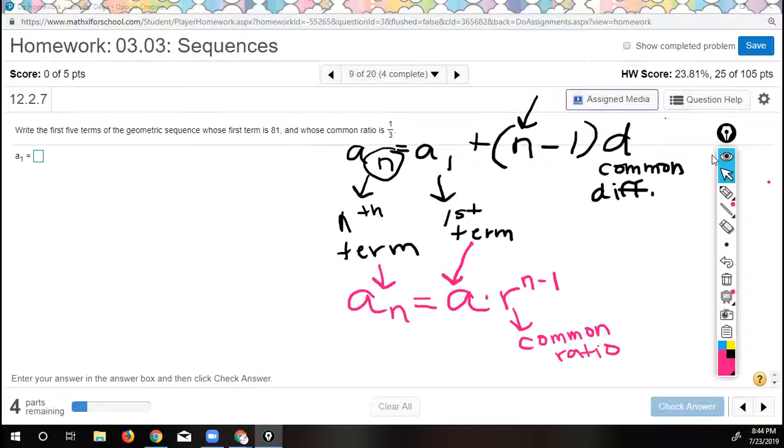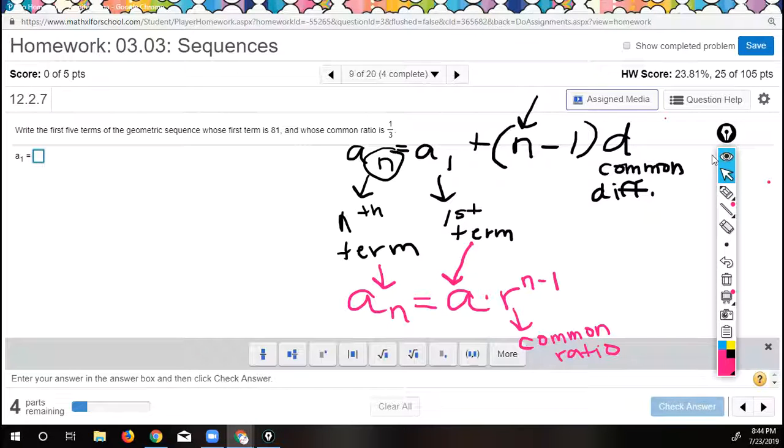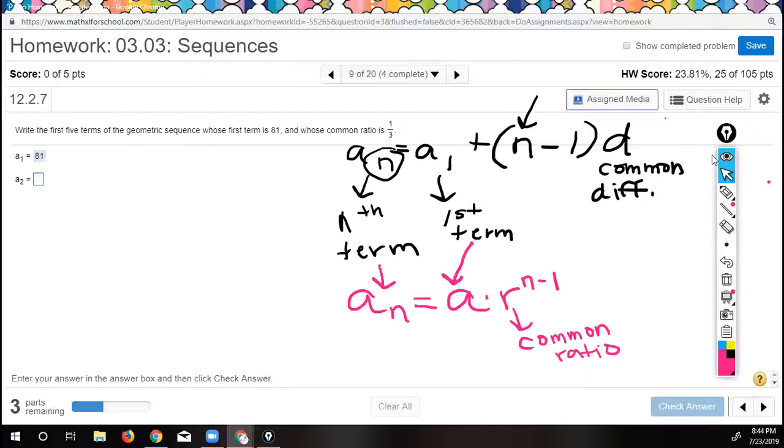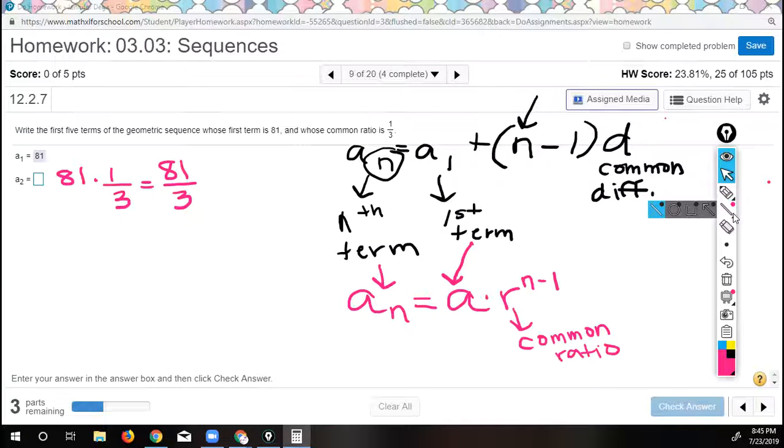Okay, so it says our first term is 81, so that just goes here, 81. Okay, now I have to take that 81 and I'm going to multiply by the common ratio, which is 1/3. But again, multiplying by a 1/3 is the same as dividing by 3. So I'm just going to go 81 divided by 3. And that gives me 27.